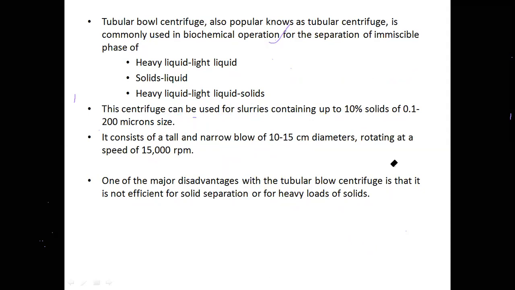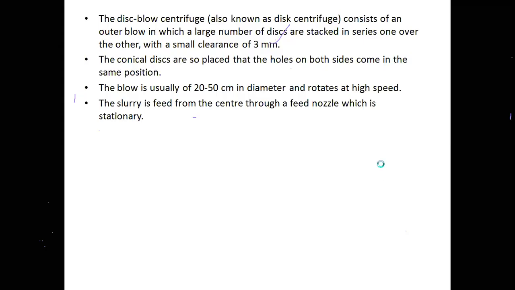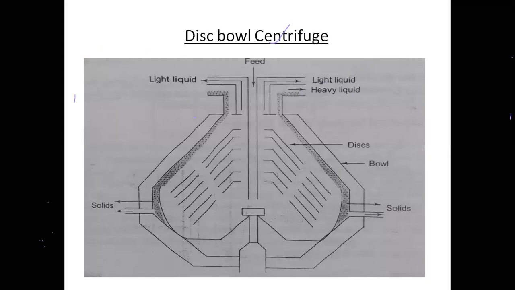The next one is the disc bowl. It is also similar to the tubular bowl. Here, if you see, the feed enters at the top, whereas there, feed enters from the bottom. So here also we can separate heavy and light liquid. The concentration of the solids is not limited to 10%. We can separate solids up to 15 to 20%. But we cannot separate if the sample contains heavy loads of solids. This is also limited solid separation.